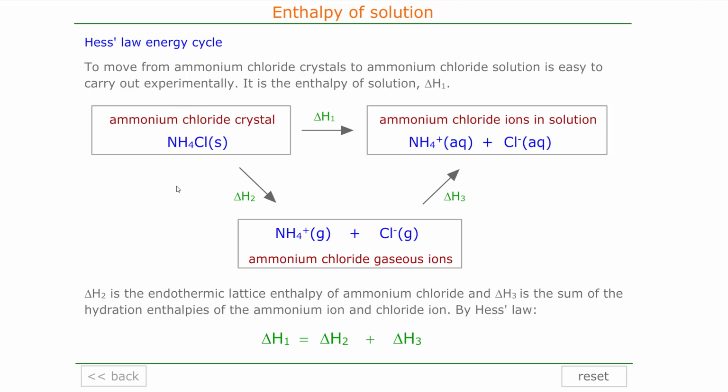So this is a representation of what's going on in terms of the actual particles. Here we start off with ammonium chloride crystals. So it's this crystal lattice that needs to be broken. And we can think of it as a two-stage process. We have to break it to give the individual ions, ammonium ions and chloride ions, and then we have to surround those ions by water molecules to give the ammonium ions in solution plus the chloride ions in solution. And this is then the overall process for the energy of solution.